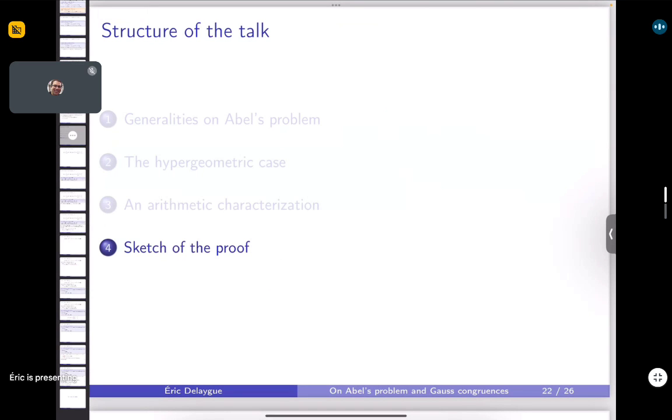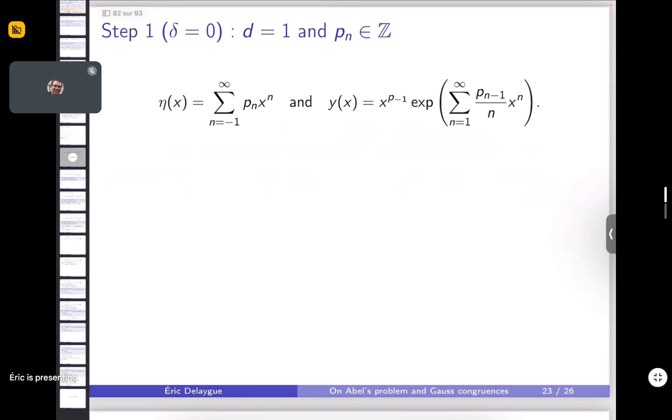And now I go for a sketch of the proof of the arithmetic criterion. This is in 3 steps. In the first step, we focus on an easy case. We look at the point 0. We take d equal to 1, and the coefficients in the Puiseux expansion of eta are integers. So we look at an algebraic function, an expansion eta, which is a Laurent expansion like this with integer coefficients.